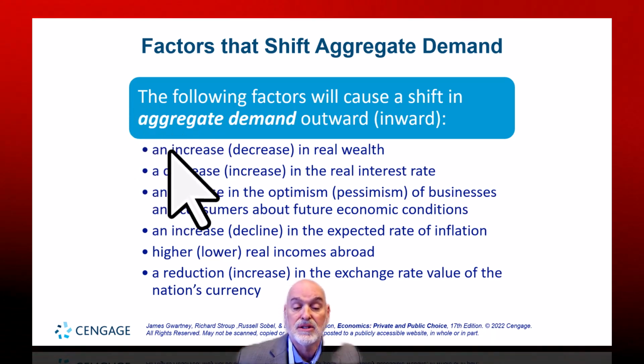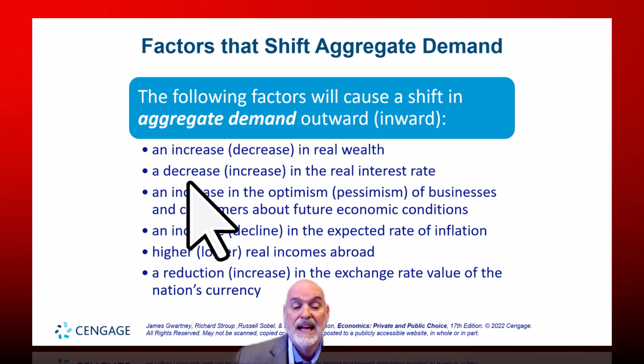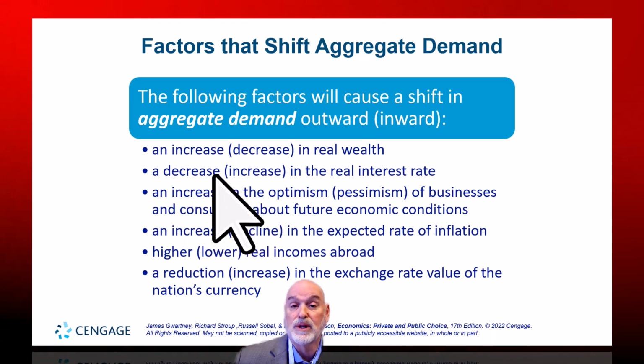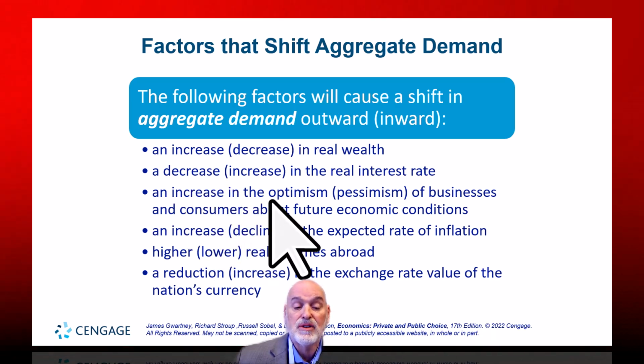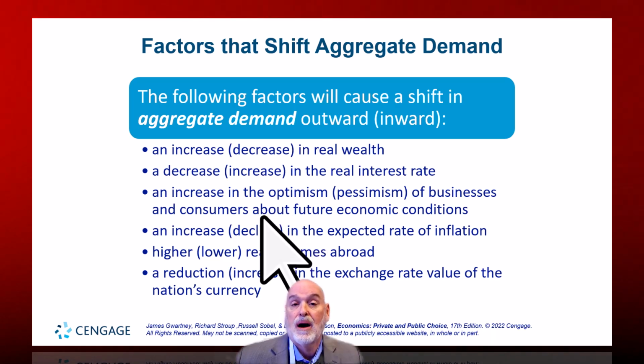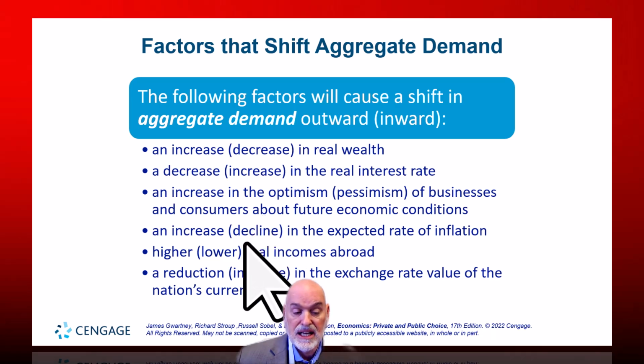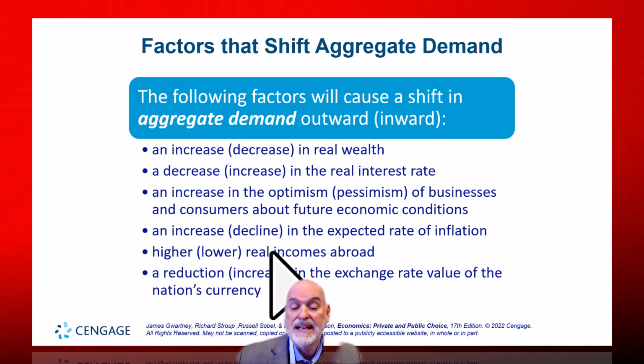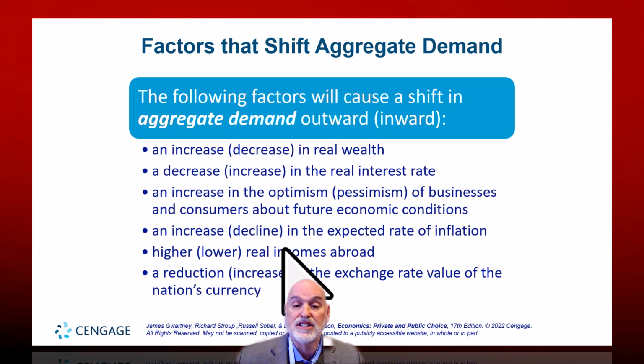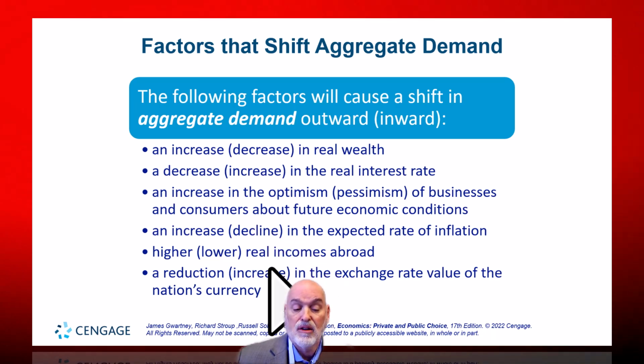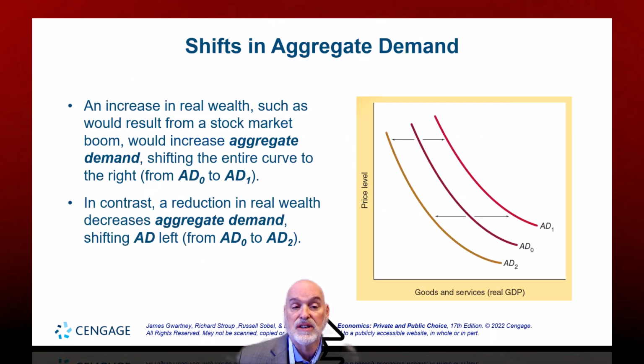An increase or decrease in real wealth, a decrease or increase in the real interest rate, an increase or decrease in the optimism or pessimism of businesses and consumers about future economic conditions, an increase or decline in the expected rate of inflation, higher or lower real incomes abroad, a reduction or increase in the exchange rate value of the nation's currency.